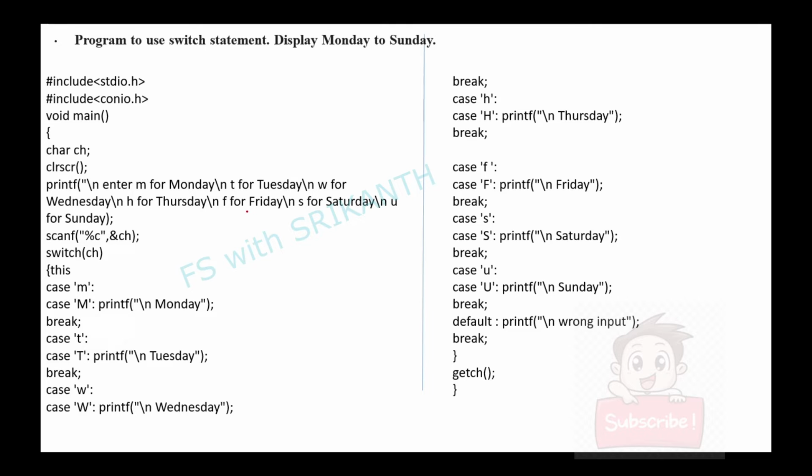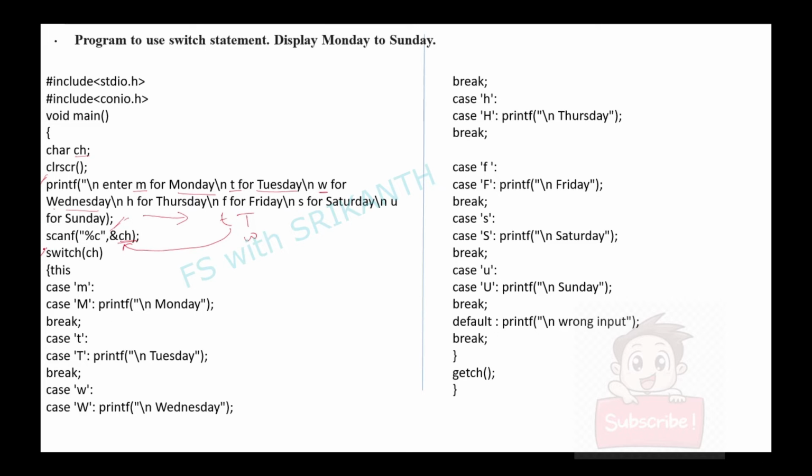We want to execute a program that displays Monday to Sunday. You pick any one day from the given options. First we tell the user: if you enter M, Monday will be shown; if you enter T, Tuesday; if you enter W, Wednesday. This type of information we pass first with a print statement. Then the user can choose a letter, capital or small, whatever it may be, and the value will be stored with scanf in the character variable ch.